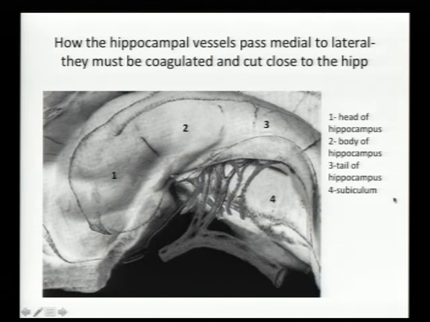Now we have to disconnect the hippocampus in toto. So once again, can anybody tell me why the hippocampus has to be removed in toto? For every resident who scrubs up with me, I tell him this answer. But still I find that many people are confused about it. Anybody here? Any resident or any student?